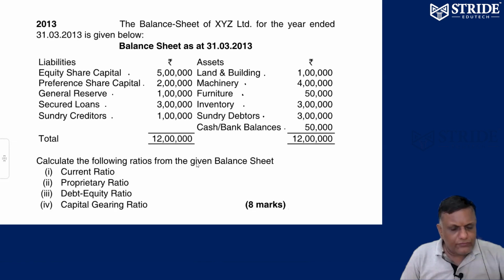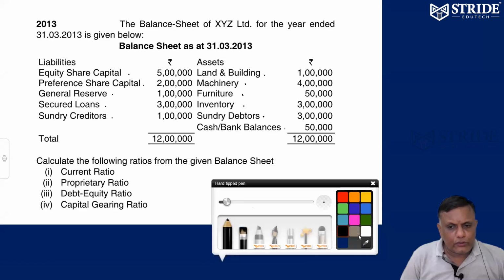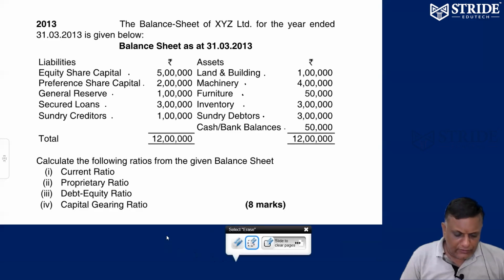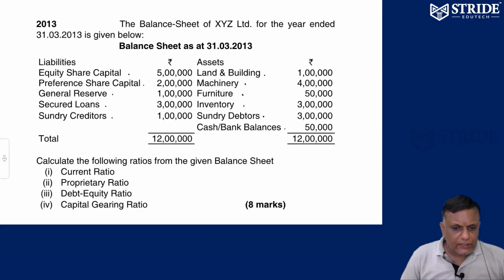Calculate the following ratios from the given balance sheet: current ratio, proprietary ratio, debt equity ratio, and capital gearing ratio. Four things you have to find out. Let's see one by one. First one, current ratio.